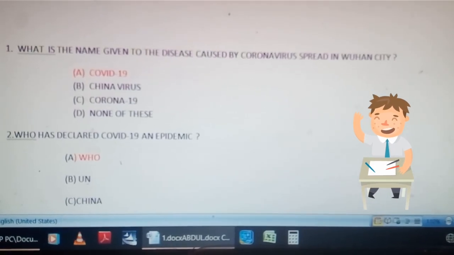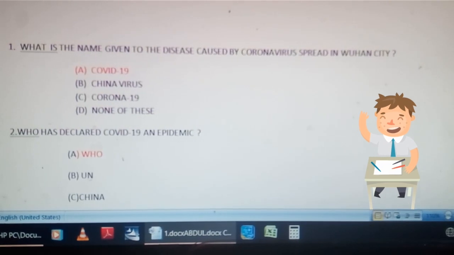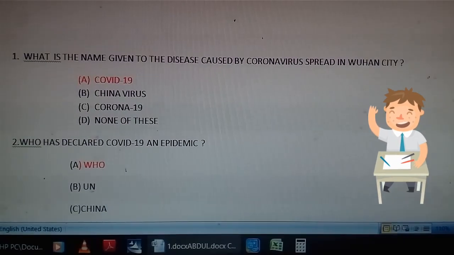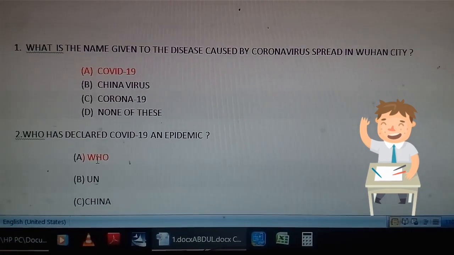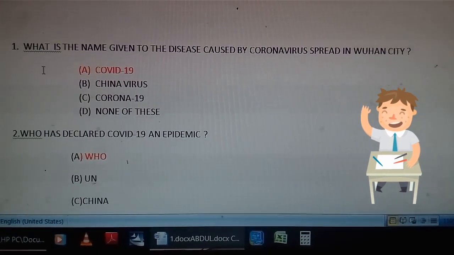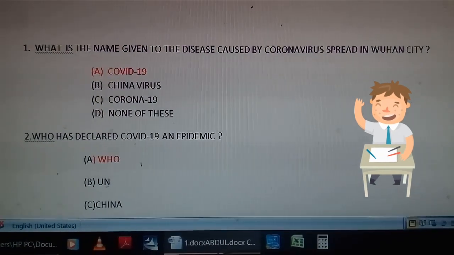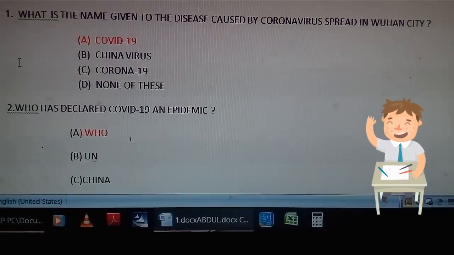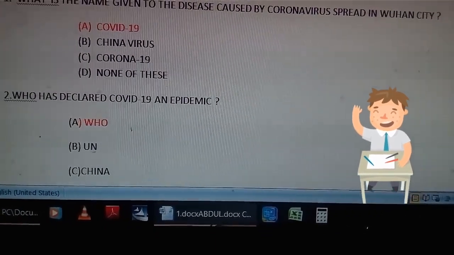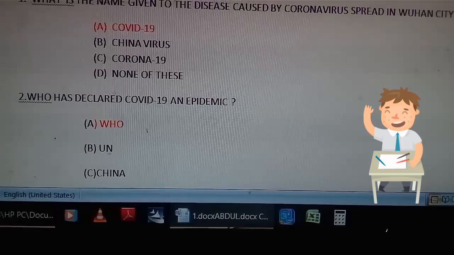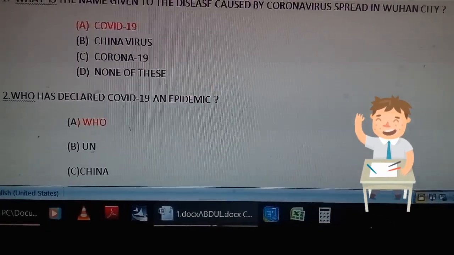Number 1 question: what is the name given to the disease caused by coronavirus in Wuhan city? Answer: A. COVID-19. Number 2. Who has declared COVID-19 an epidemic? Answer: A. WHO.